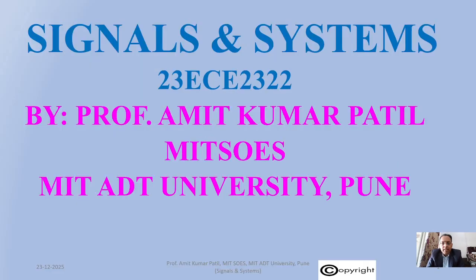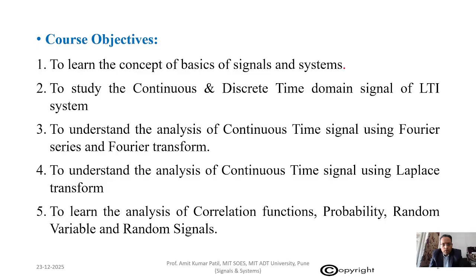So the subject name is Signals and Systems. The subject code is 23EC2322. There are a total of 5 course objectives for this subject. First is to learn the concepts of basics of signals and systems. Second, to study continuous time and discrete time signals of LTI systems.